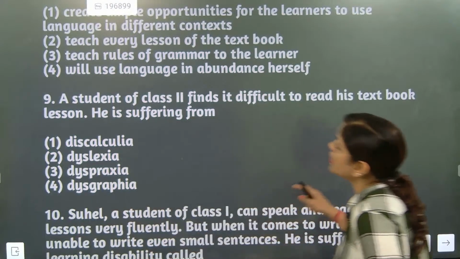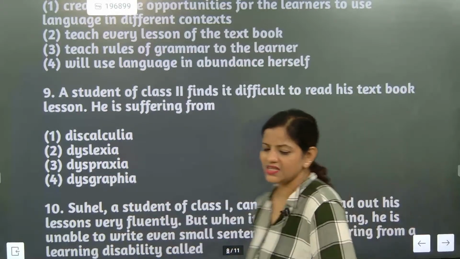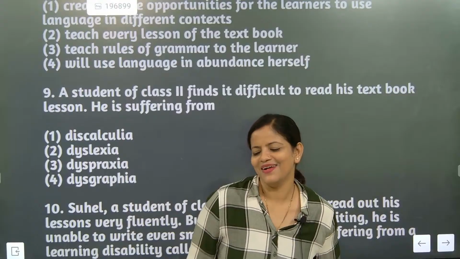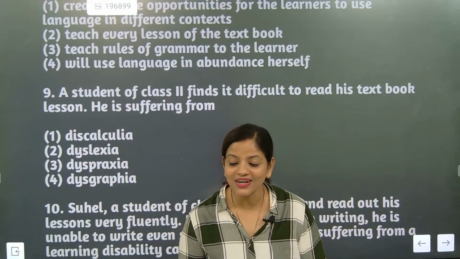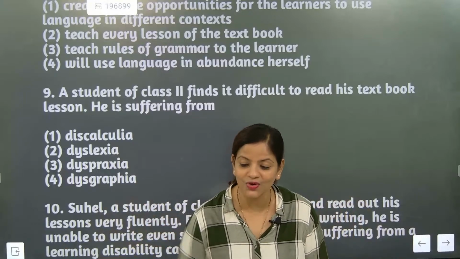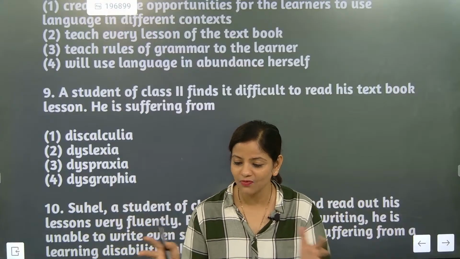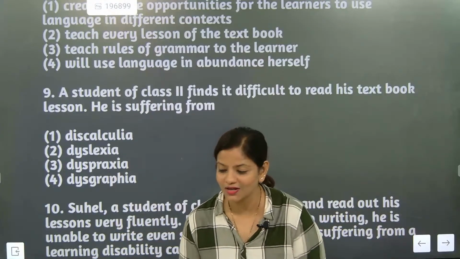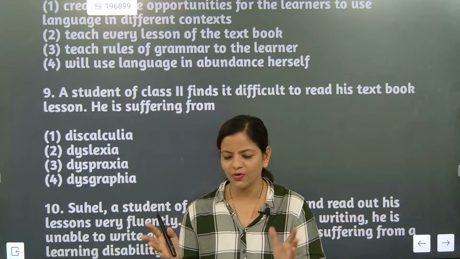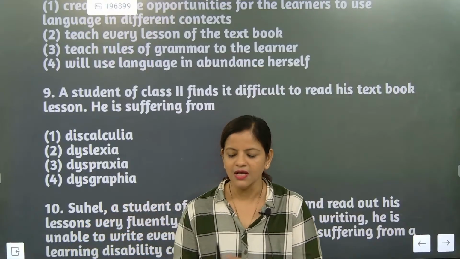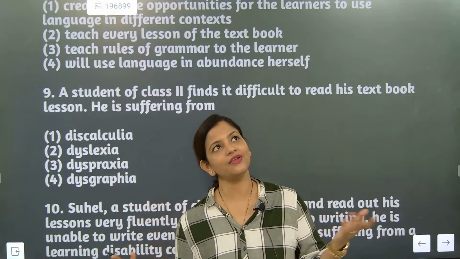Got it? Now, a student of class 2 finds it difficult to read his textbook lesson. He is suffering from... basically, we were not reading, so we were very bad readers. Nowadays, people give us language like dyscalculia, dyslexia, dysgraphia, dysphasia. These words are used for those people who can't speak. But people are associating it with scientific problems. Nowadays, if you are unable to read, you are said to be suffering from dyslexia.